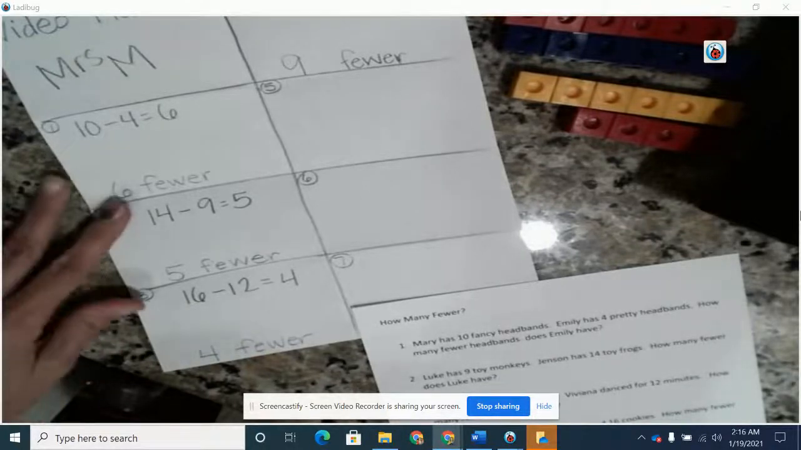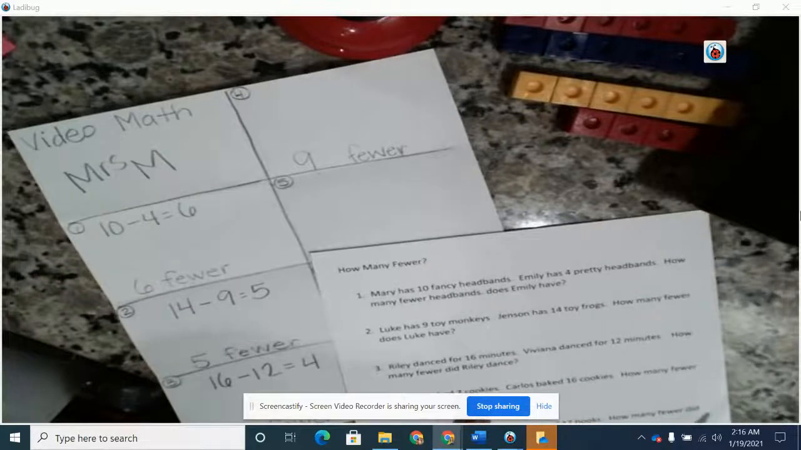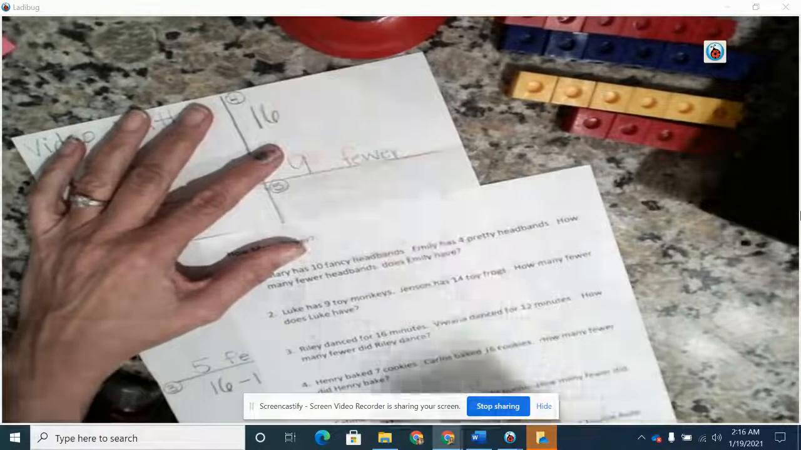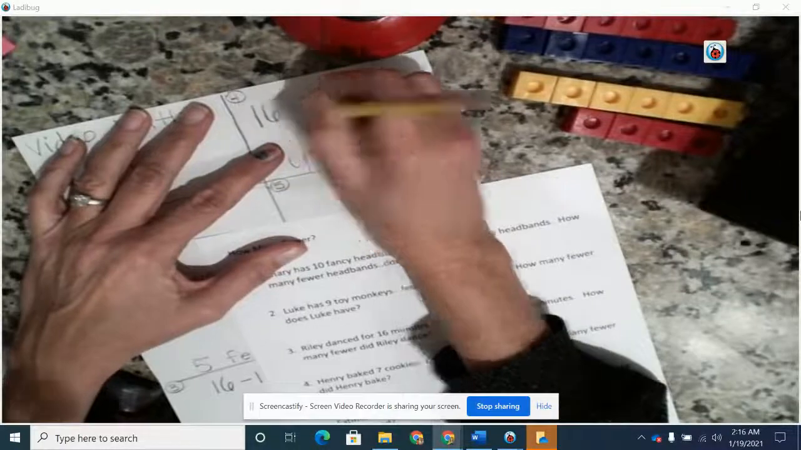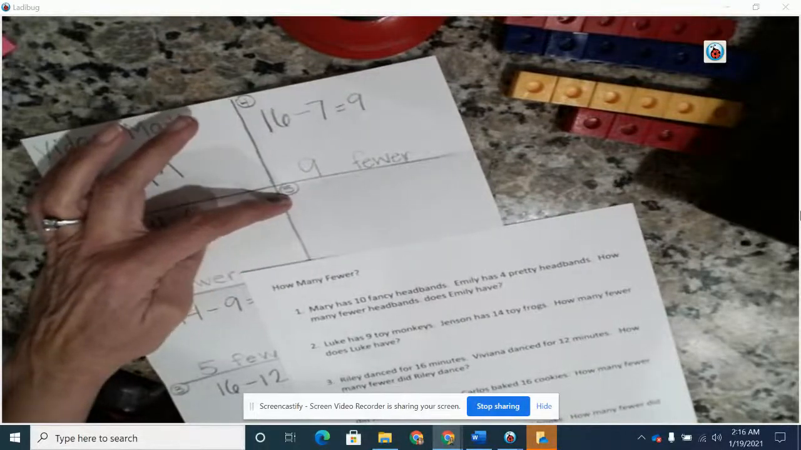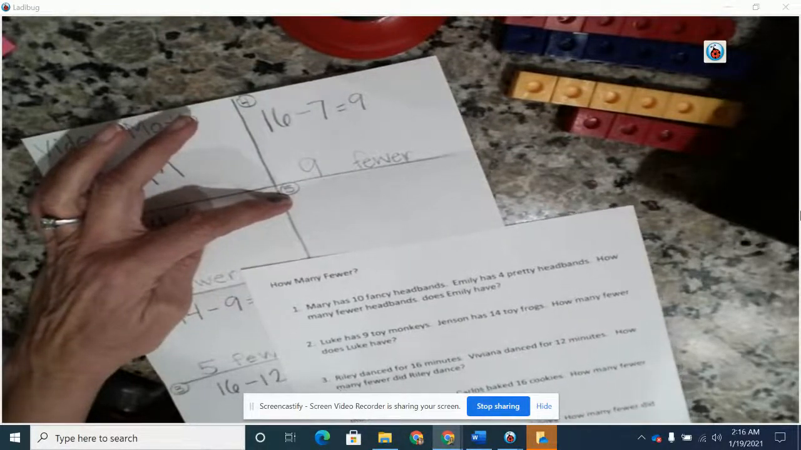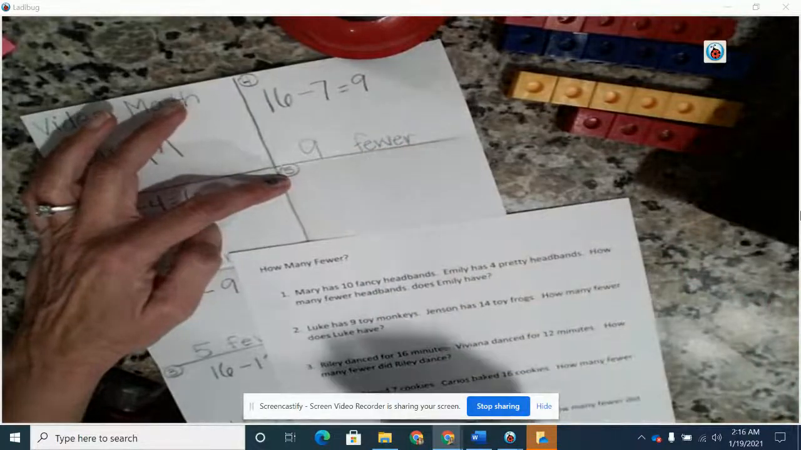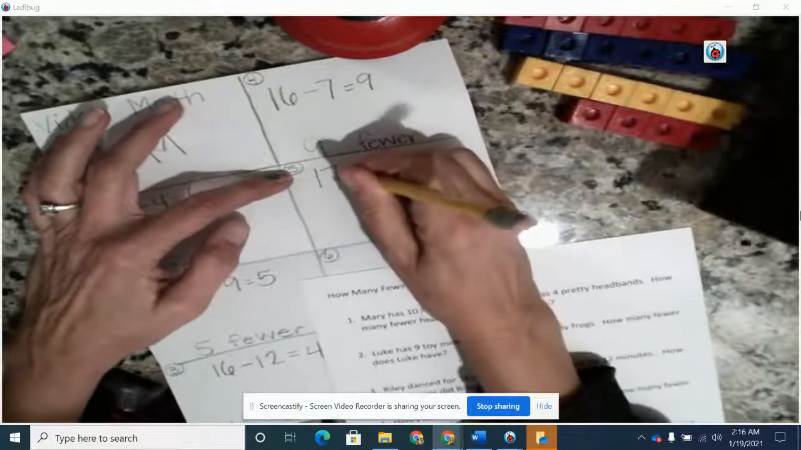Okay, so if we look at number 4, Henry baked 7 cookies. Carlos baked 16 cookies. I have to be careful and put the numbers in the right order. 16 has to go first, right? And then I'm going to take away 7. Okay, and that ended up with 9. So that also means if I have a problem like this, Fatima read 8 books and George read 17 books. How many fewer did Fatima read? Well, instead of using the blocks first, I'll use the blocks second. I'm going to look at my equation, which is going to be 17, and I'm going to take away 8.